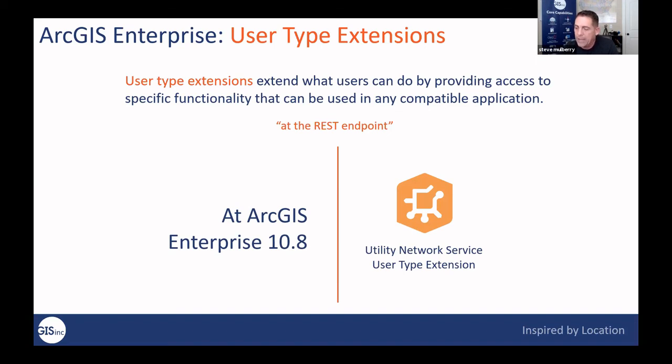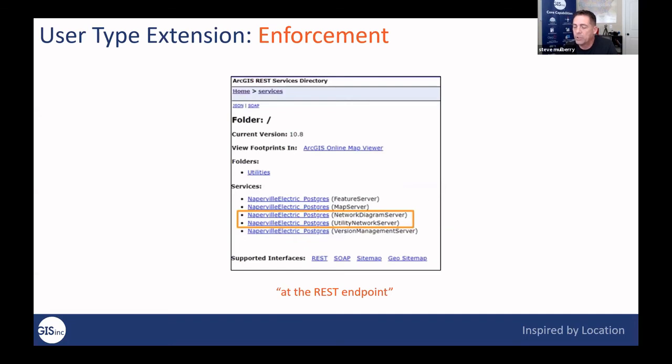So what does this look like on the back end? Once you implement this user type extension, how do you enforce authentication? Let's dive a little bit deeper here. This is what it looks like once you deploy the utility network services, and here's the example for Naperville Electric. The two services there in orange are the ones that are using that new user type extension. So those are the ones that are locked down. Everything else that's associated with those services is wide open. And again, we access these services through the REST endpoint. So ArcGIS Pro becomes a client through the REST endpoint to ArcGIS Enterprise and these new services.